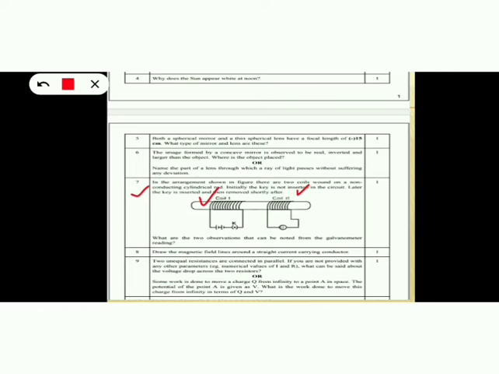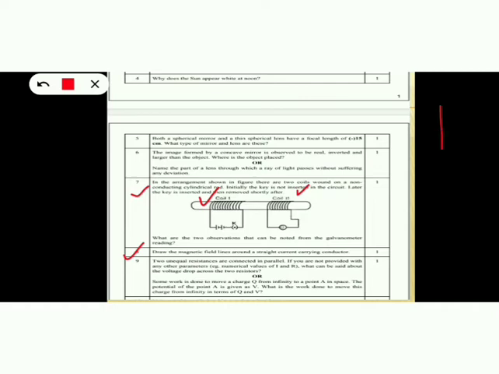So whenever the key is inserted, a momentary deflection is observed. When the key is removed, then also a momentary deflection is observed, but in the reverse direction, in the opposite direction. So these are the two observations that can be noted from the galvanometer reading. Now, what is the next question? Draw the magnetic field lines around a straight current carrying conductor.